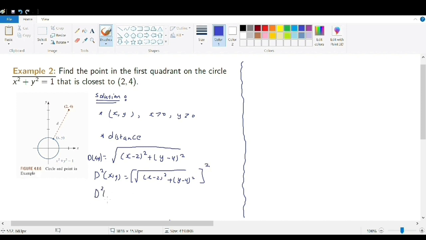So d square of x, y will give us x minus 2 all squared plus y minus 4 all squared, because this root will cancel with this square. Now, the square of the distance, why do we take the square? Because it simplifies our calculation.